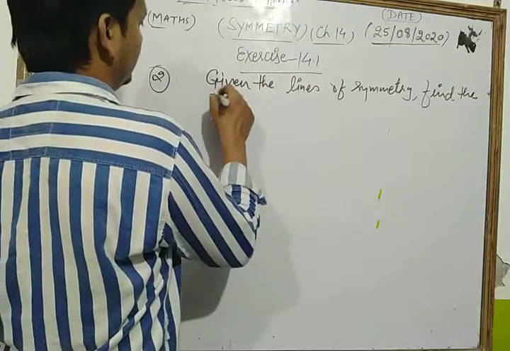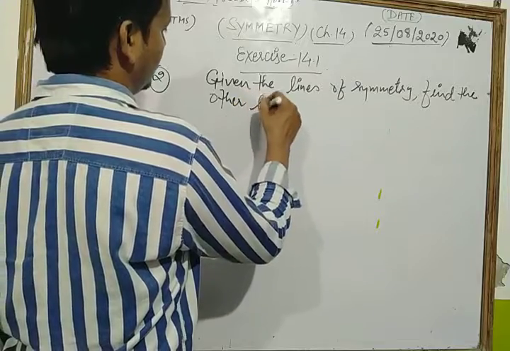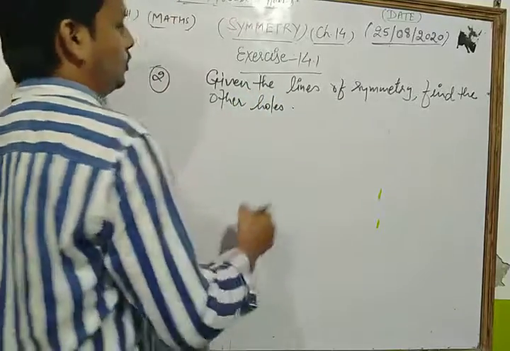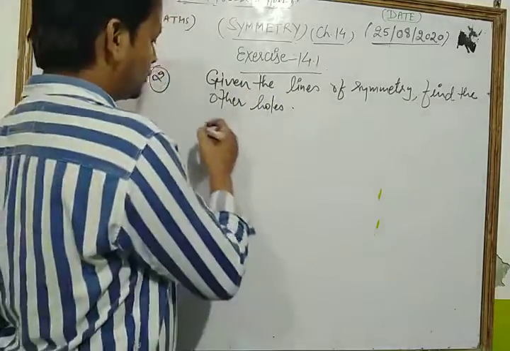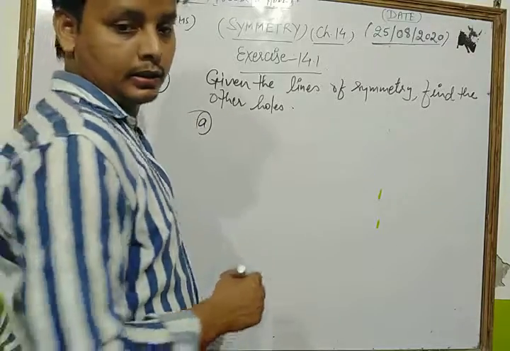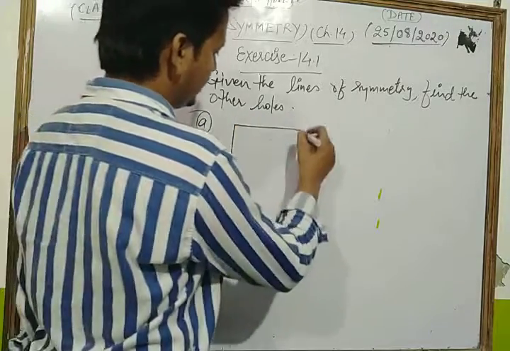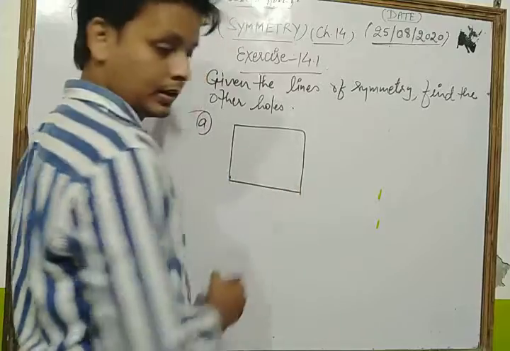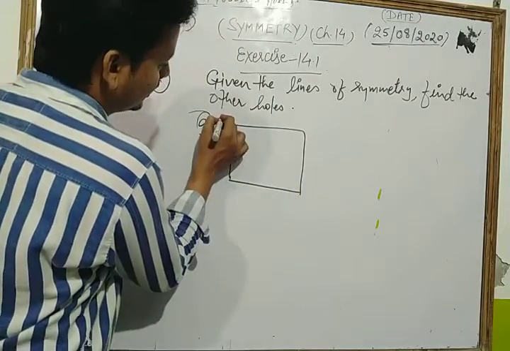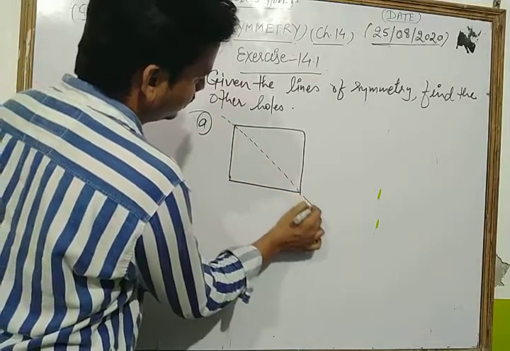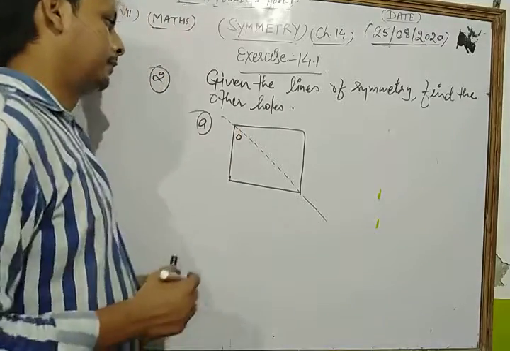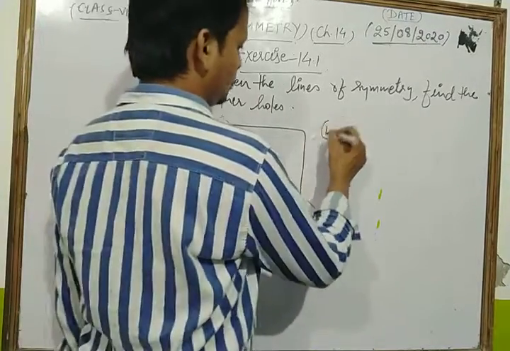Find the other holes. Let us take the first part of this question, A. This figure is given in this way, and here the line of symmetry is given. Here is the one hole. And the second part of this question is what?